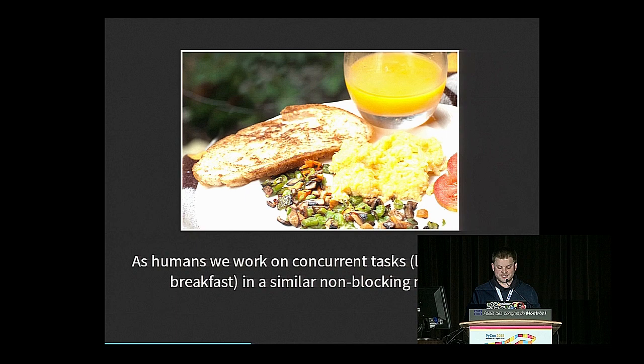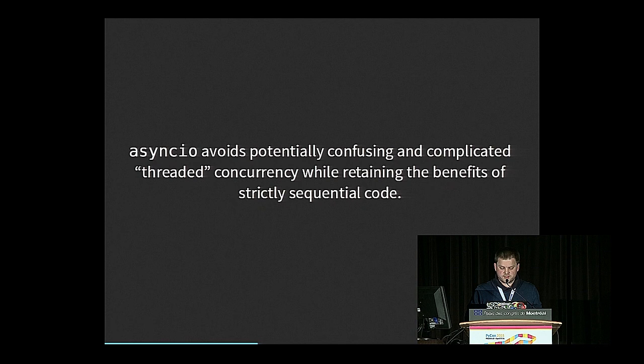So this is the fundamental advantage of asyncio. We plan ahead for expected events by defining callbacks to be called when such events eventually occur. And in the meantime, we sequentially handle the callbacks related to other events that may happen in the intervening time. So asyncio avoids potentially confusing and complicated threaded concurrency whilst retaining the benefits of strictly sequential code.